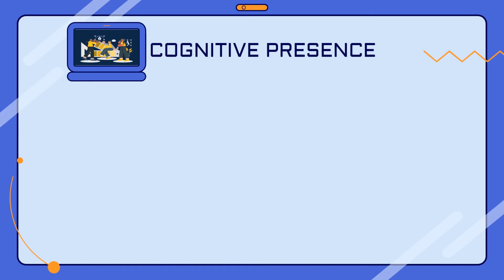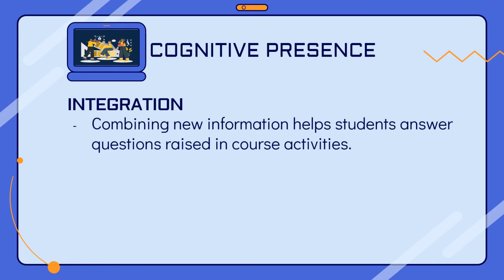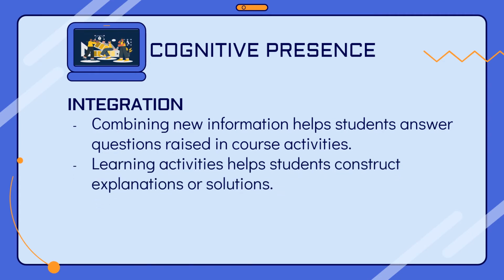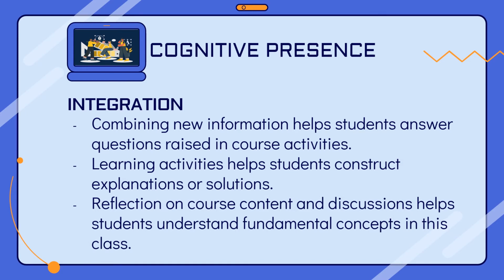The next subcategory under the elements of cognitive presence is integration. Combining new information helps students answer questions raised in course activities. Learning activities help students construct explanations or solutions. And of course, reflection on course content and discussions help students understand fundamental concepts in this class. That's why we integrate our past experiences in order to understand the topic or the issue we are about to solve.